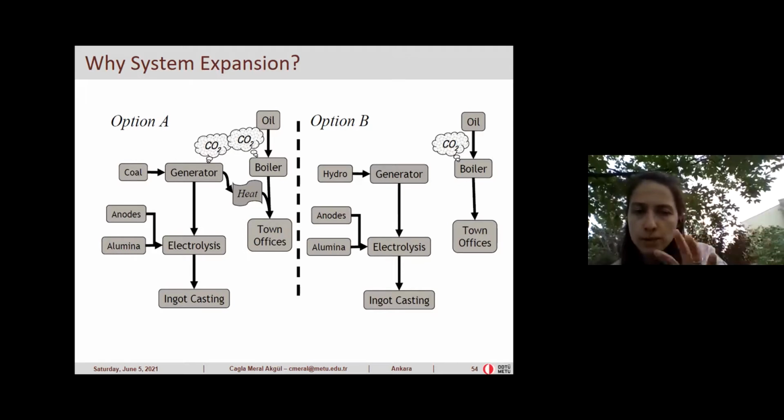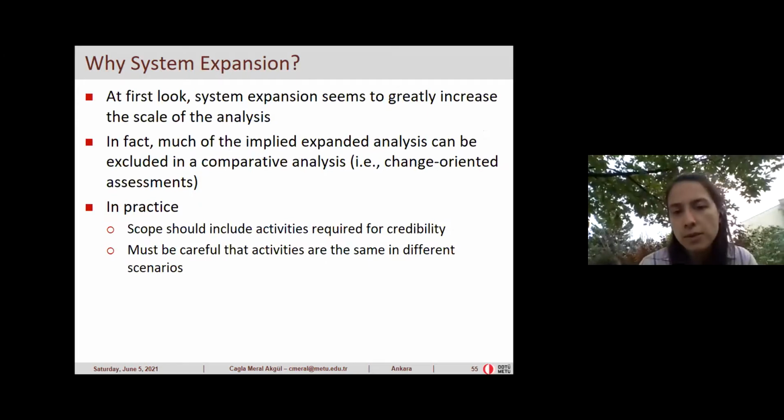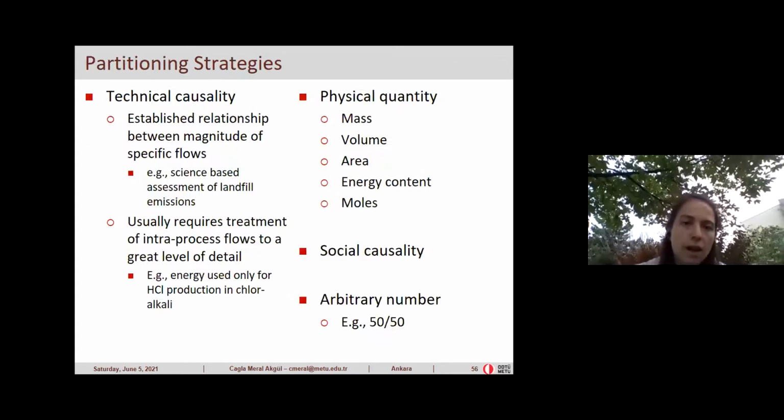Option A'de bütün hepsini toplu al. Option B'de ikisini komple ayrı al. At first, the system expansion seems greatly increase the scale of the analysis. Çok iş gibi duruyor. In fact, much of the implied expanded analysis can be excluded in a comparative analysis. For example, a change-oriented assessment. In practice, scope should include activities required for credibility, and you have to be careful that activities are the same in different scenarios. And then you can also do partitioning.